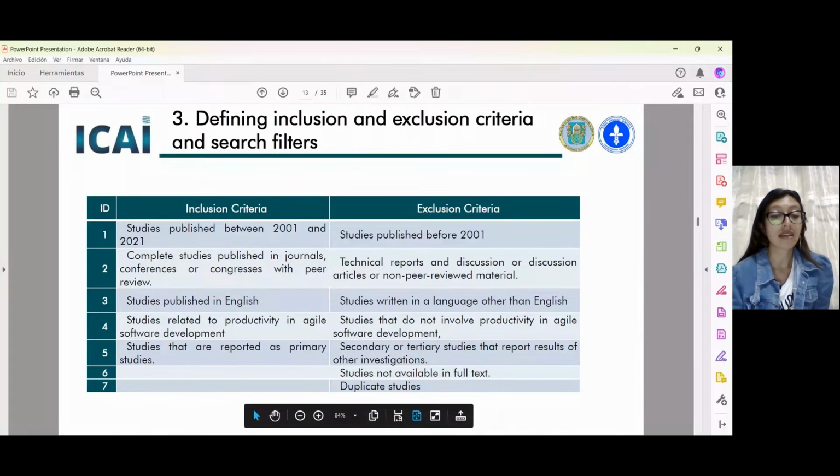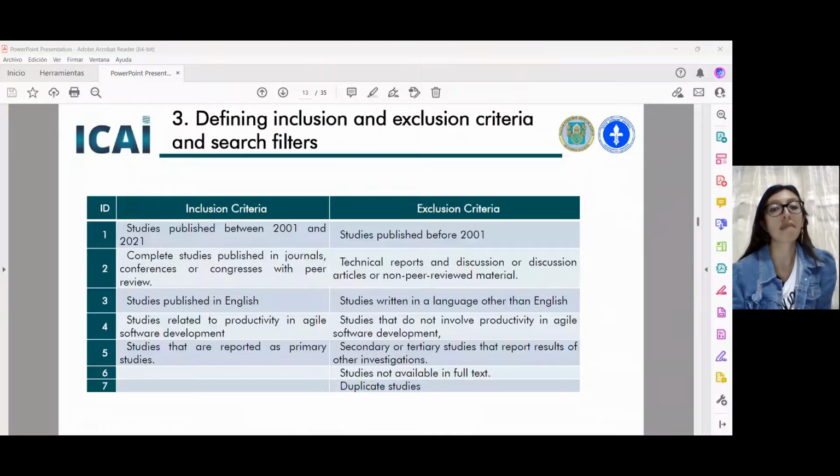Number 3 stage is the classification scheme was based on the application of the inclusion and exclusion criteria and the defining filter to select the most relevant studies. The inclusion criteria were studies published between 2001 and 2021, complete studies published in Journal, Conference or Congress with peer review, studies published in English, studies related to productivity in agile software development, and studies that are reported as primary studies.